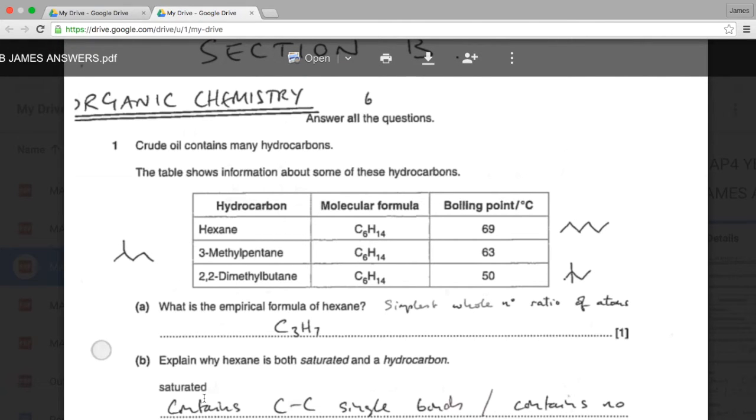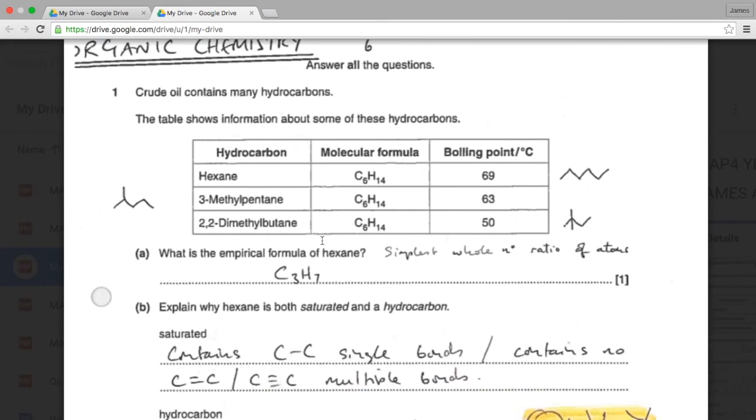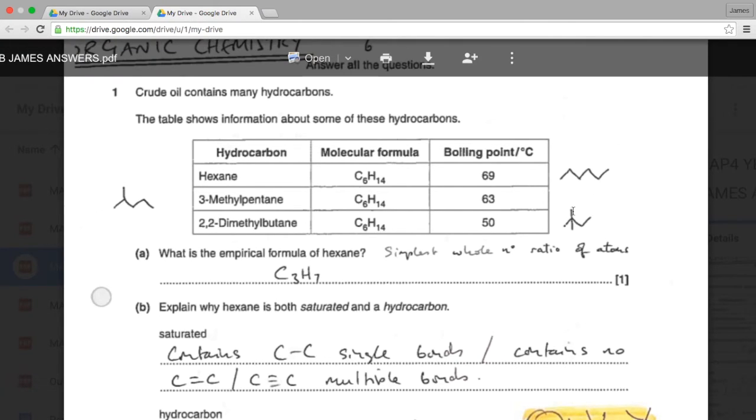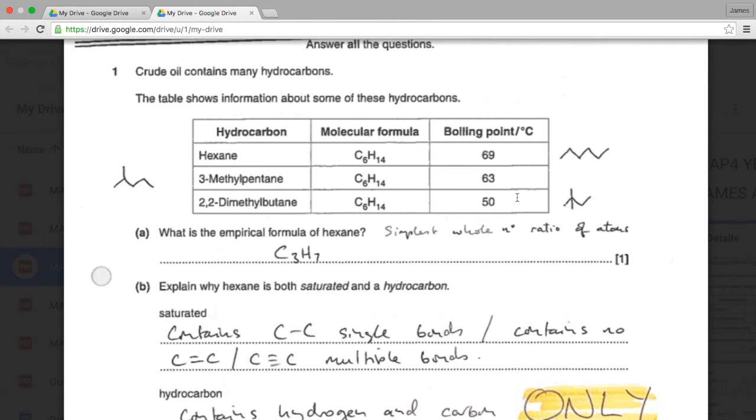So the first question was an organic chemistry question, and it's all about crude oil. It says crude oil contains many hydrocarbons, and there's some information in the table about those hydrocarbons. You'll notice that they're all isomers. So we've got hexane, 3-methylpentane, 2,2-dimethylbutane. You can see I've just sketched up their skeletal formula. That's going to come in handy. We've got some boiling point information as well.